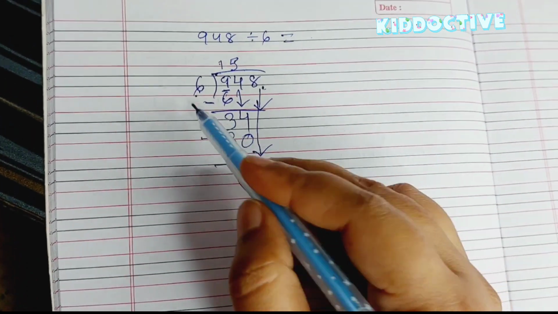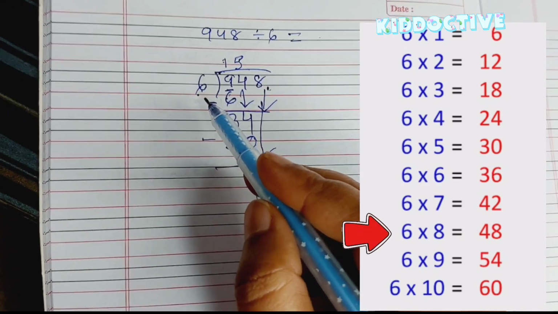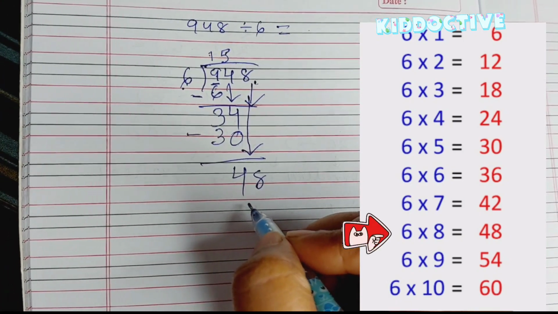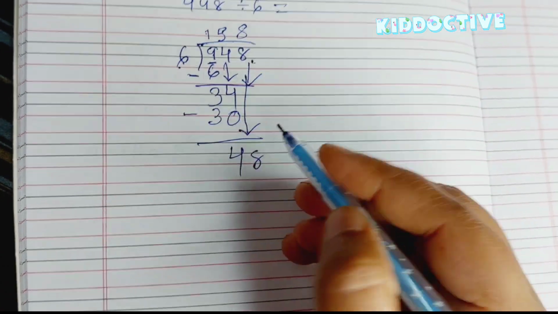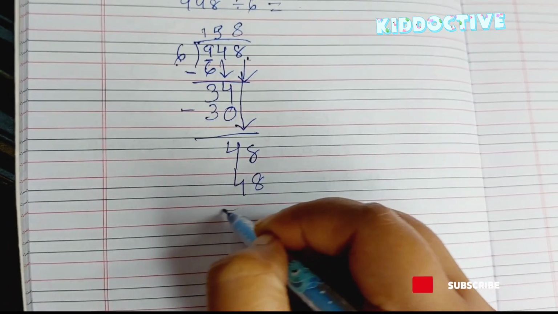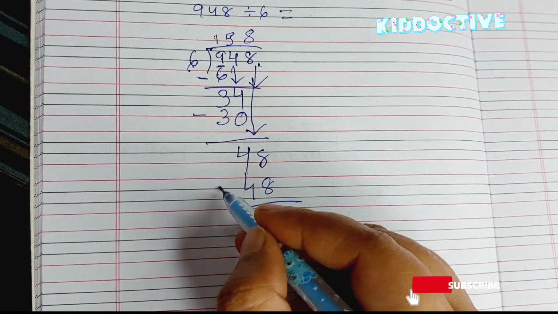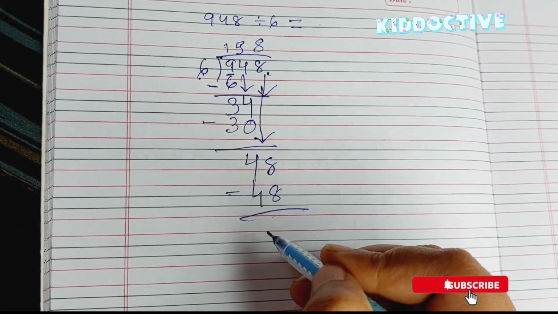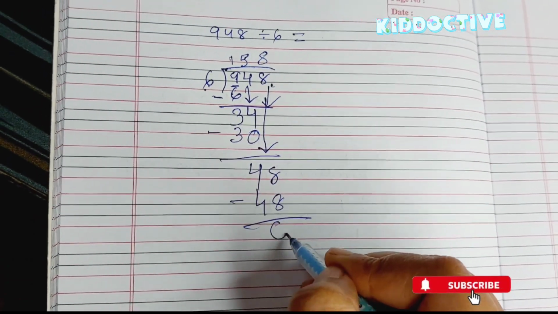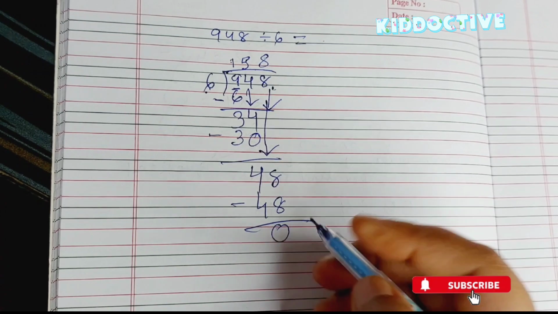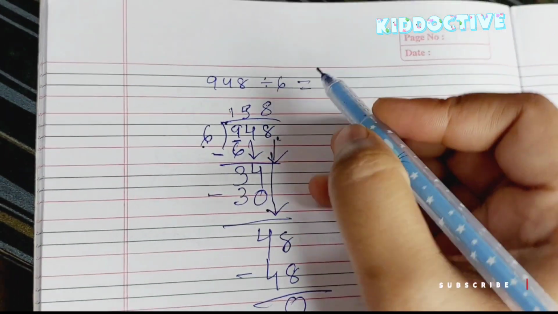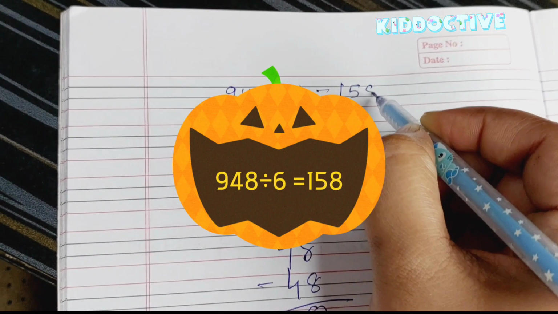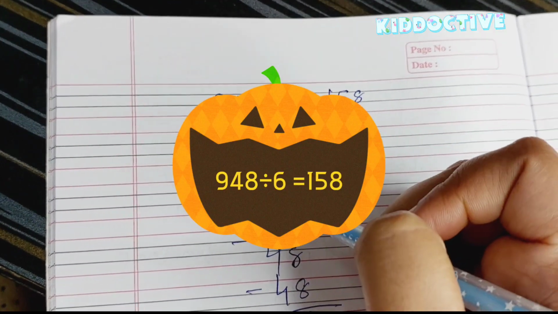Now let's check in the 6 times table if 48 is there or not. Okay, 48 is there. So 6 8s are 48. So now subtraction. So 48 minus 48 equals 0. So we get the remainder 0. So it's over. So the answer is 158.